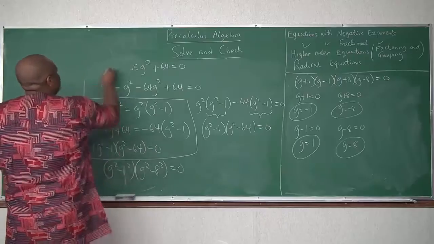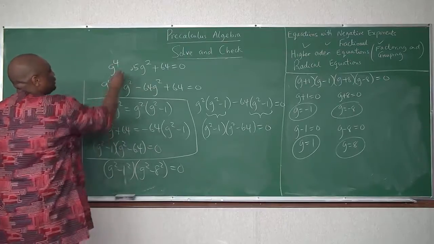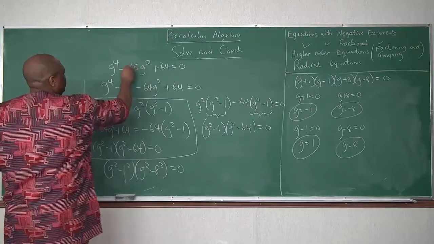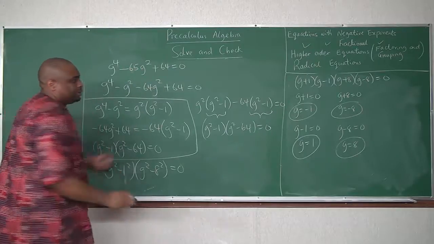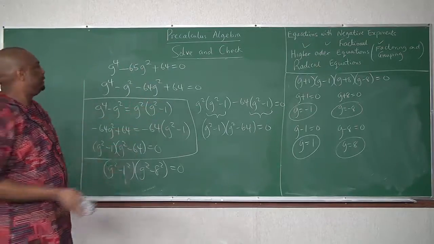Now, we have this g to the 4th, right? We have to check with the main equation. With the main equation. And we will check for the four of them.